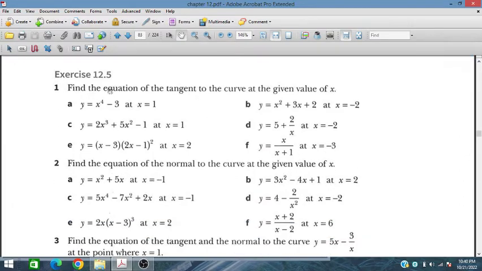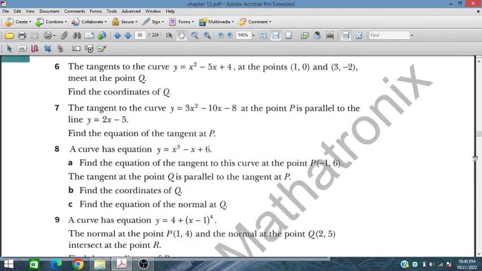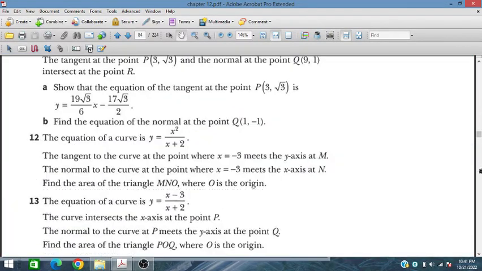The first problem: find the equation of the tangent to the curve at the given value of x. So we have to find the tangent, meaning dy/dx at x equal to 0, and similarly for the other values. We will solve one or two problems for this exercise. Let's move to question number 1.